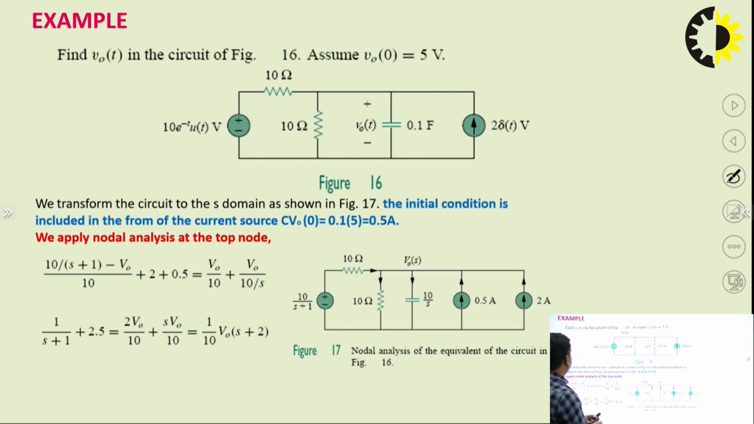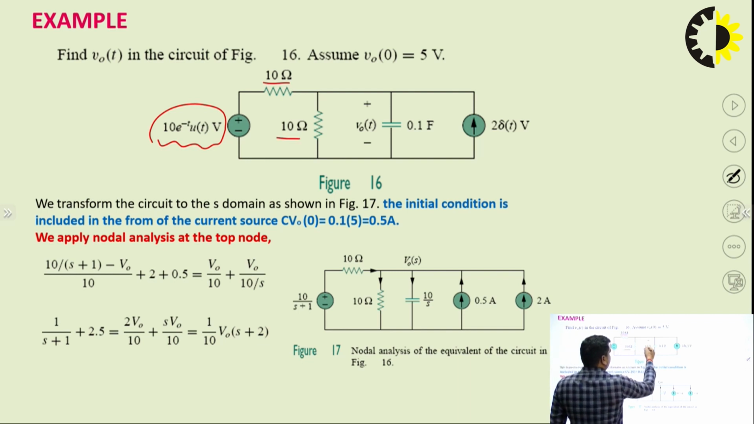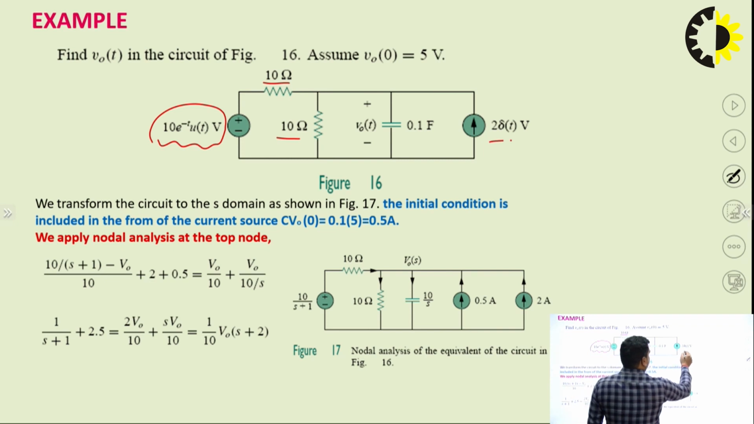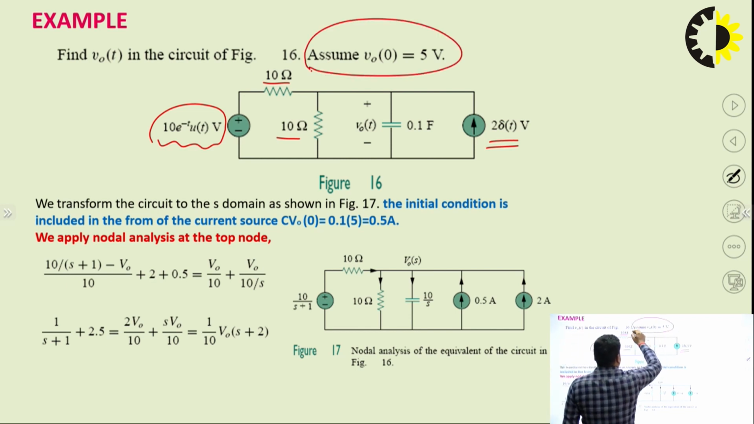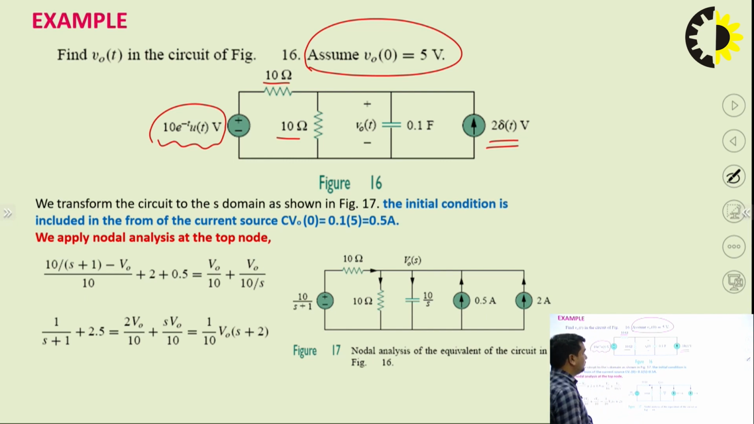Let's have some more examples. Here the voltage source is given as 10 e to the power minus t u(t), and the resistances are given as 10 and 10. We have to find V_o(t) across that particular capacitance, and here there is 2 delta(t), which is a current source. Assume V_o(0) is given, there is an initial condition, V_o(0) equal to 5 volts.